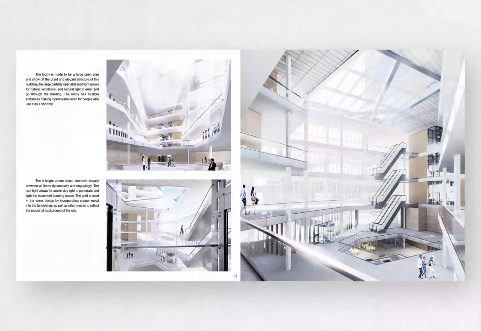So now are the interior perspectives of the Monmouth Tower. So again, a large image on the right side and then 2 images on the left side. These are all perspectives showing the atrium space from different angles.